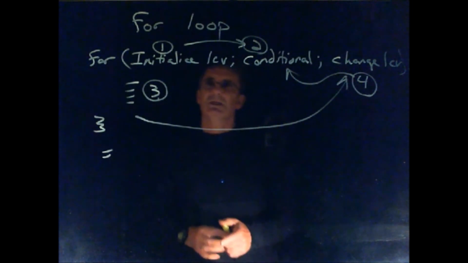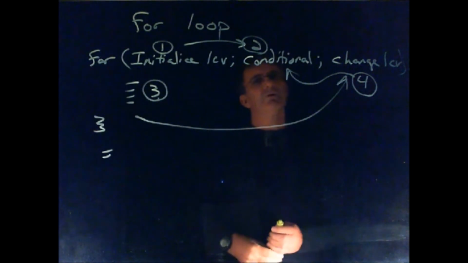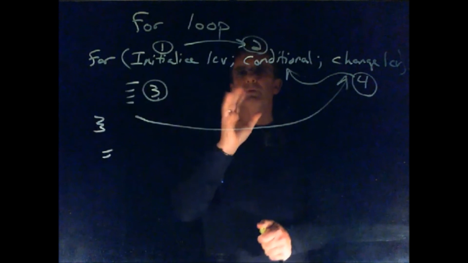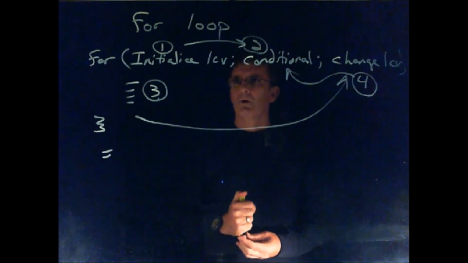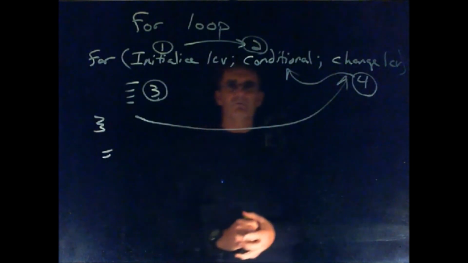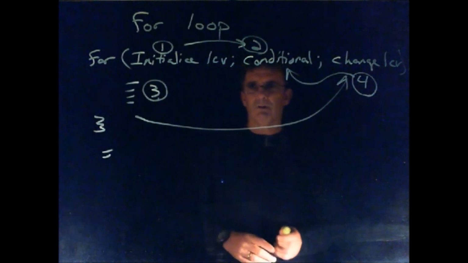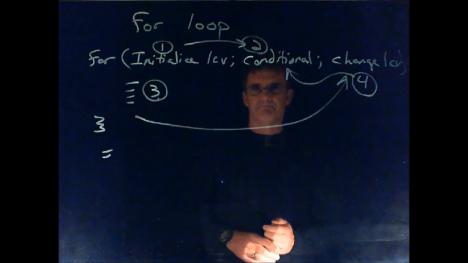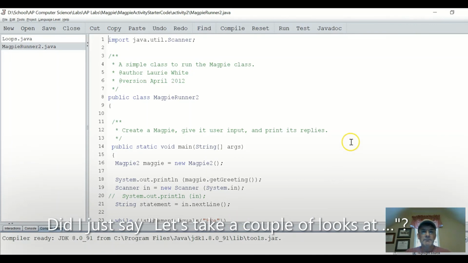So the structure looks, I don't know, maybe a little odd, but it's very nice. I would say we use for loops much more than while loops. So what I want to do now is pull up some examples of code with both the while and the for loop, and talk you through them for just a second. Okay, let's take a couple looks at some examples of while and for loops.